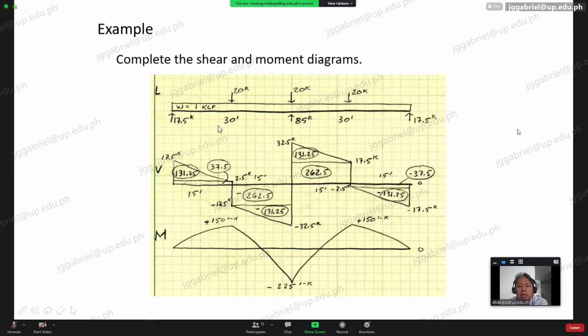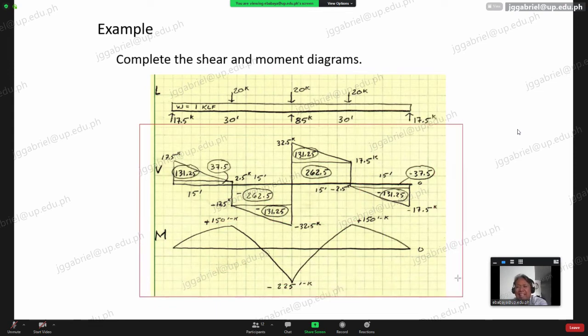Kompleto na. You can assemble your shear and moment diagram. For the shear and moment diagram, you are experts already. So you will skip that. Tama ba? Kayang-kaya nyo na yan.